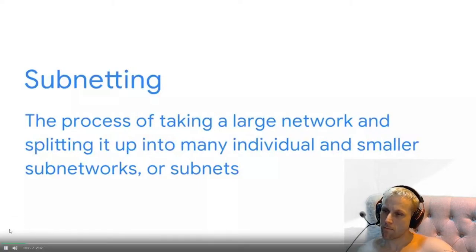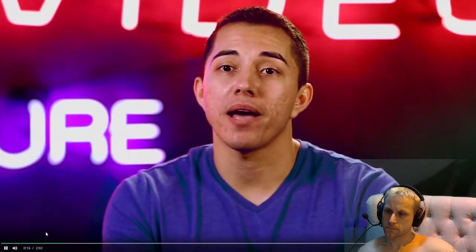And splitting it up into many individual smaller subnetworks or subnets. By the end of this lesson, you'll be able to explain why subnetting is necessary and describe how subnet masks extend what's possible with just network and host IDs. You'll also be able to discuss how a technique known as CIDR allows for even more flexibility than plain subnetting. Lastly, you'll be able to apply some basic binary math techniques to better understand how all of this works.